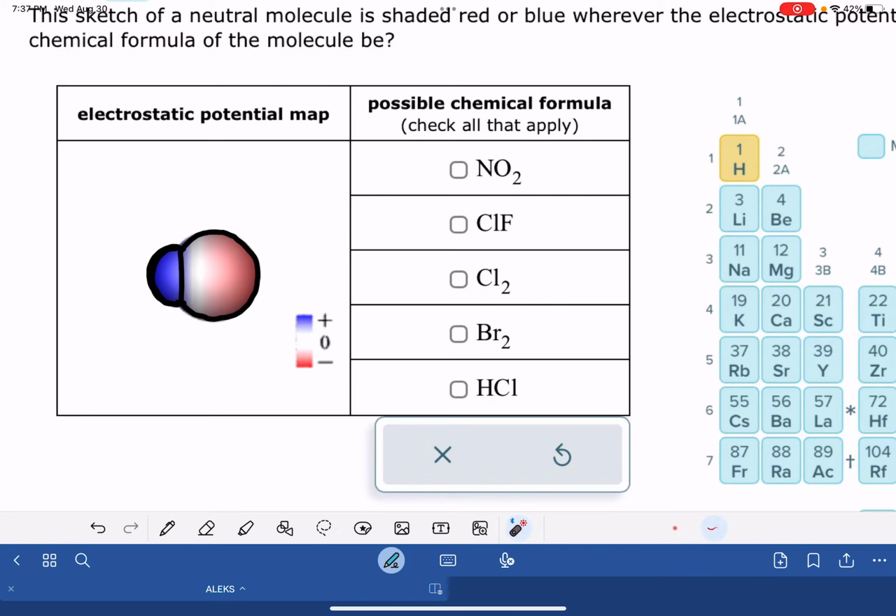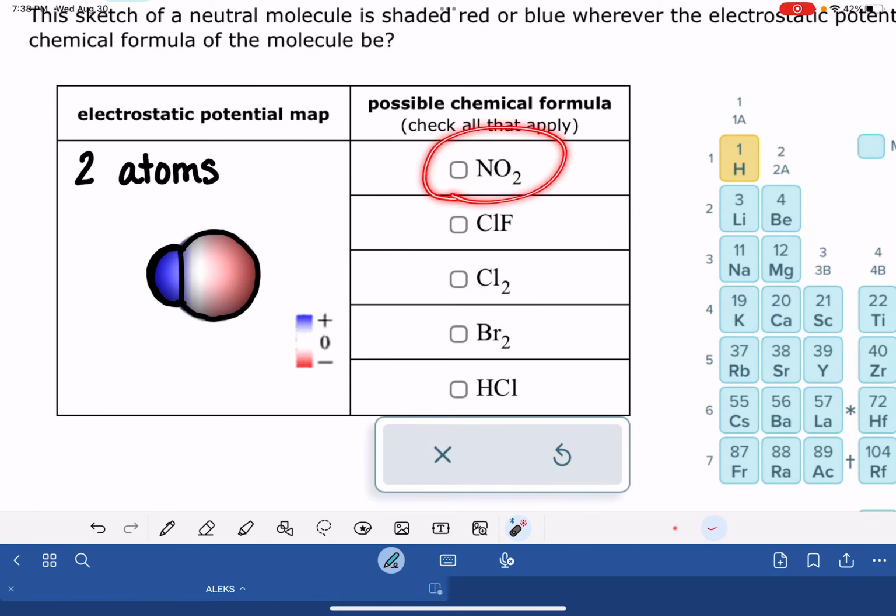So what you're going to do is just figure out how many lumps or blobs you have. That corresponds to the number of atoms that you have in your molecule. My molecule has 2 different atoms because I've got these 2 different blobs. What we're going to do next is take a look at the possible molecules that we have, and eliminate anything that doesn't have the correct number of atoms.